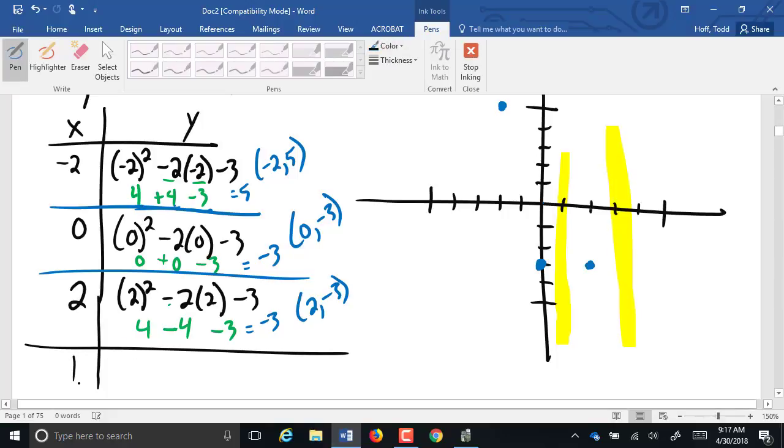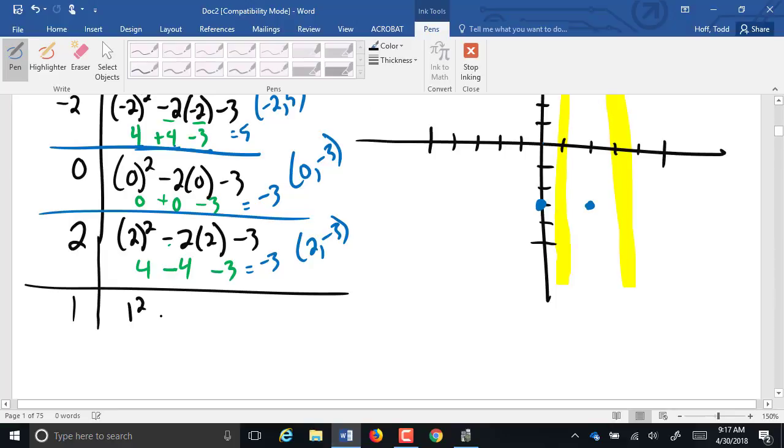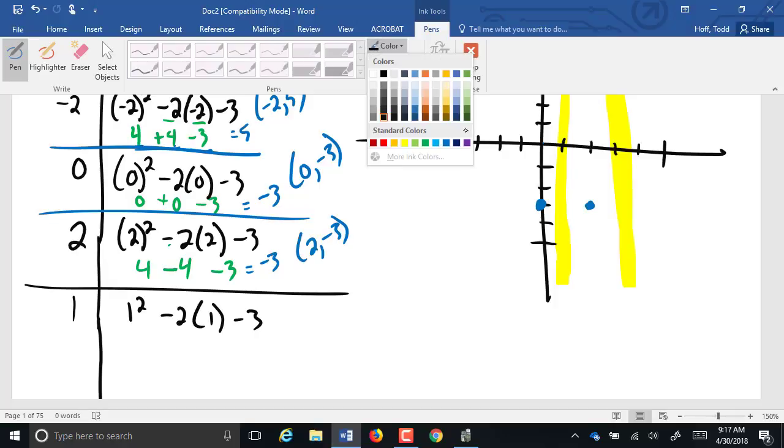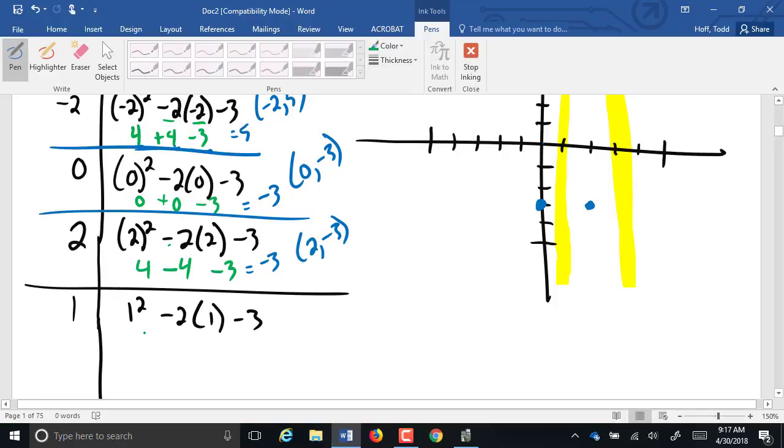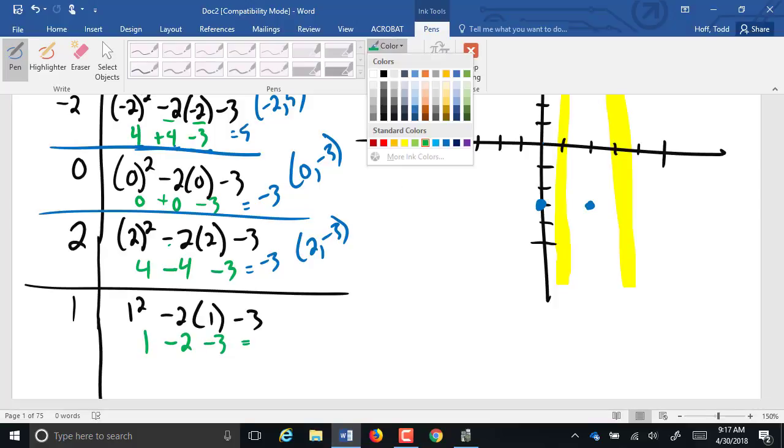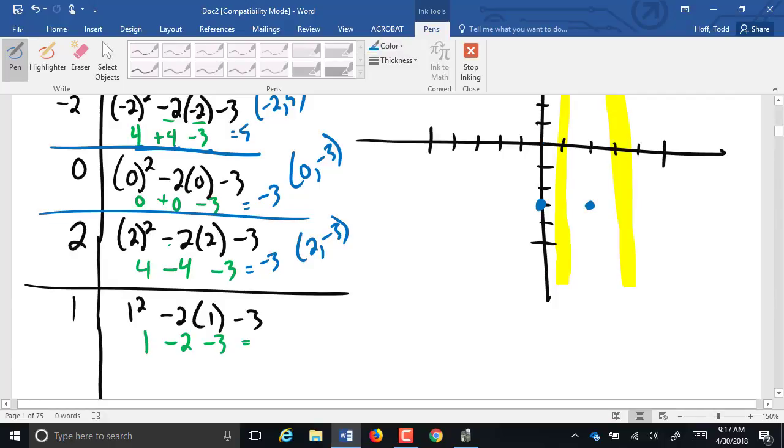So at x equals 1, y is 1 squared minus 2 times 1 minus 3. What is 1 squared? 1. Negative 2 times 1? Negative 2. What's 1 minus 2? Negative 1. Negative 1 minus 3? Negative 4. So at 1, we're at negative 4. So 1 and negative 4 is right here. So that's not bad. Tells us that's probably where we turn around and head back the other way, right?